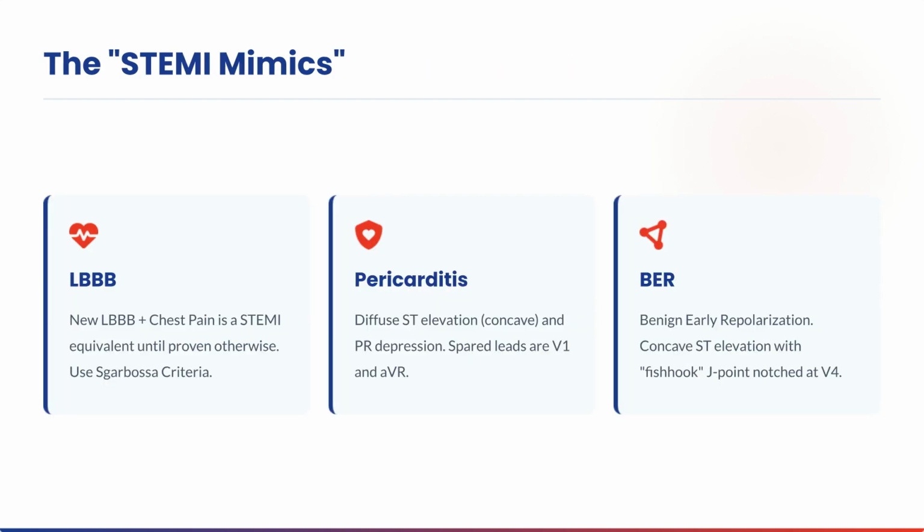Be aware of STEMI mimics. A new LBBB with chest pain is a STEMI equivalent. Pericarditis shows diffuse, concave ST elevation and PR depression. Benign early repolarization has a fishhook J-point.